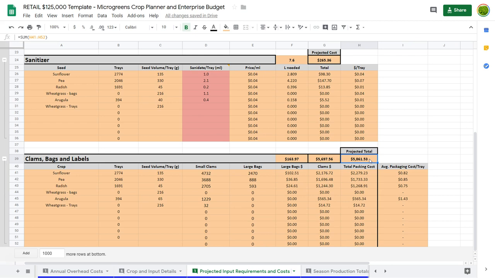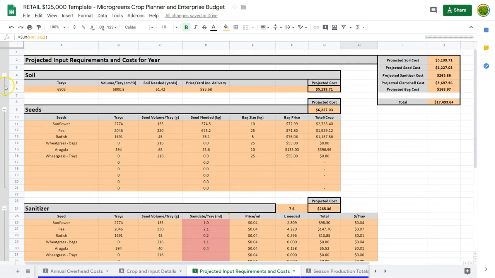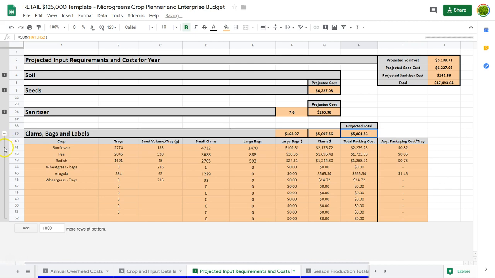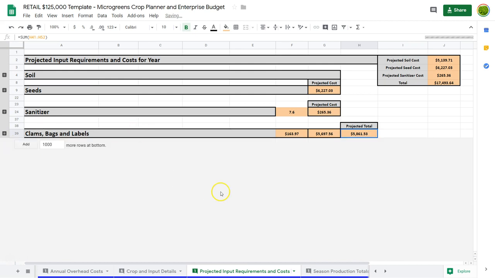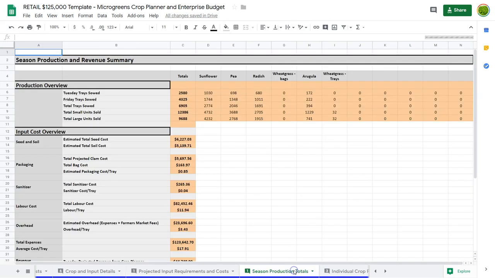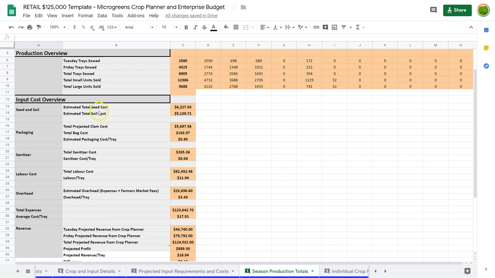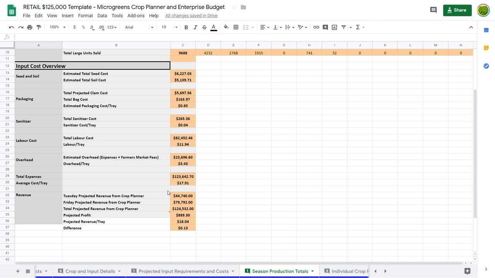These are estimates based on our numbers, but remember, financial planning is just that. It's planning, it's a model, and it at least gives you a very good idea of what your expenses are going to look like. So here is where we get into our season production totals. Some more summaries here where a lot of the stuff is amalgamated together. Once again, we have a tray breakdown and a small and large unit breakdown of each crop at the top here. All the costs we look at here are summarized, and then they're applied. We've got our projected revenue from the crop planner here, and we have our total expenses here.